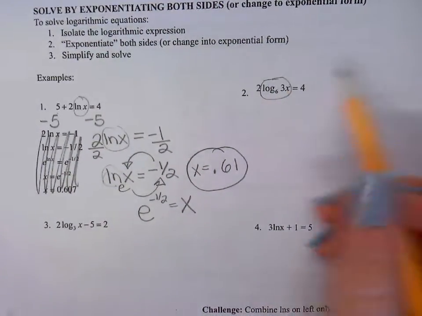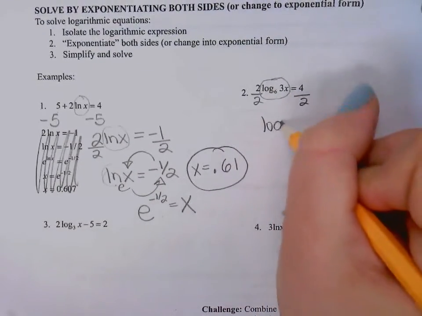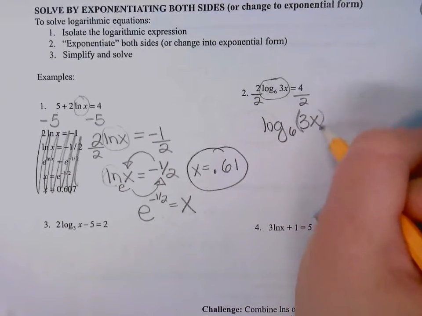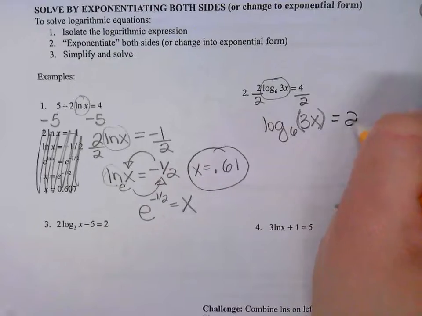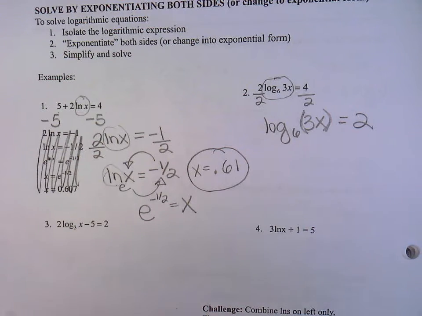All right, in number 2, I'm going to get my log, this whole thing, by itself by dividing by 2 on both sides first. So now I have the log base 6. The 3x is inside the log, even though there's no parentheses, because it's touching itself there. So 3x is inside the log. All right, now I've got the log by itself. I'm going to rewrite in exponential form.